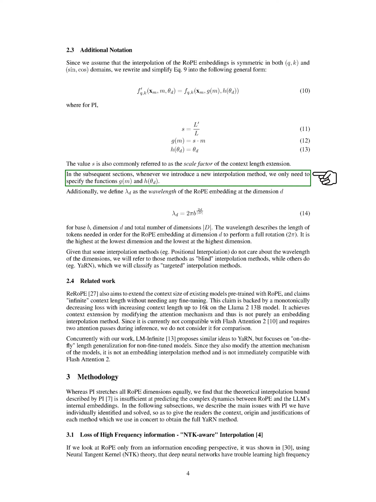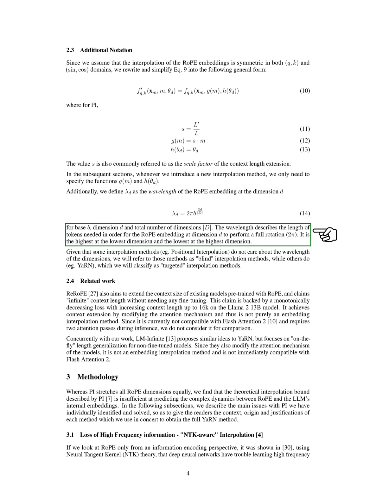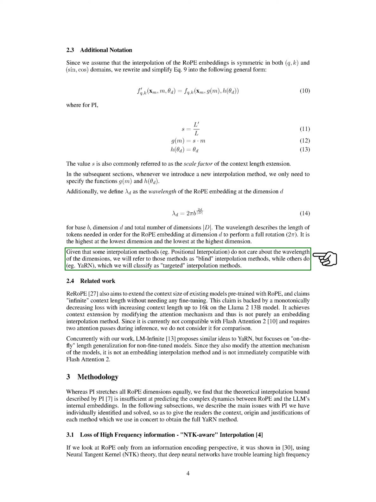We also define a term called the wavelength of the RoPE embedding at a certain dimension. This wavelength describes the number of tokens needed for the RoPE embedding at a certain dimension to complete a full rotation. It's highest at the lowest dimension and lowest at the highest dimension. Some interpolation methods, like positional interpolation, don't consider the wavelength of the dimensions. We refer to these as blind interpolation methods. Others, like YaRN, do take the wavelength into account, and we classify these as targeted interpolation methods.